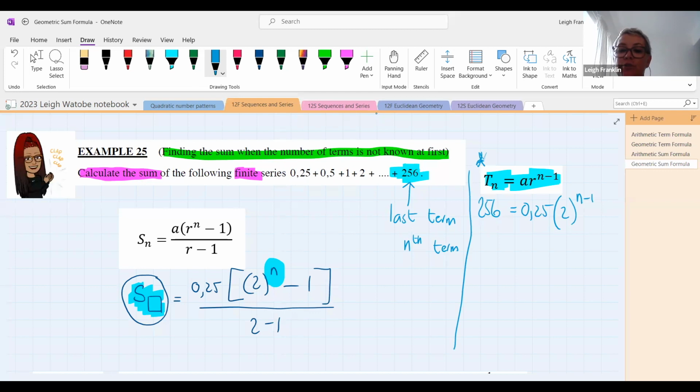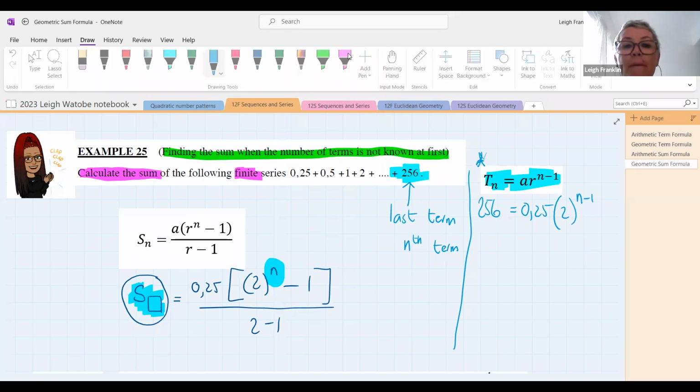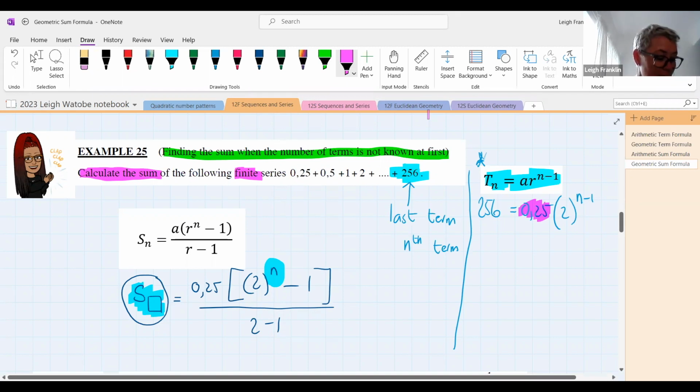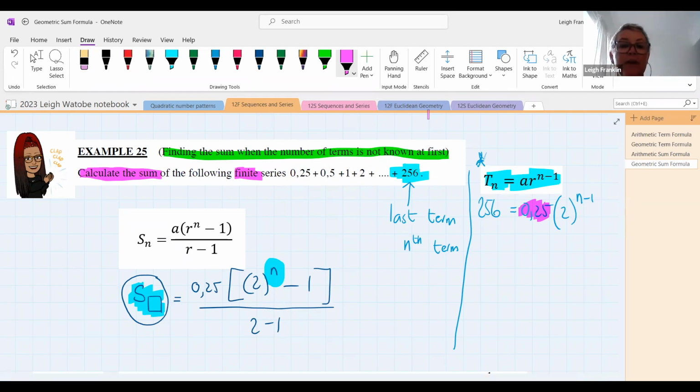What's the first thing I need to do to both sides of my equation? Remember, I want to isolate my base. I want to get my base on its own. So I've got to get rid of this number that's being multiplied by my base. So I must divide both sides by 0,25. I'm going to take 256, divide it by 0,25, and that leaves me with the number 1024. So I now have 1024 equals 2 to the n minus 1.